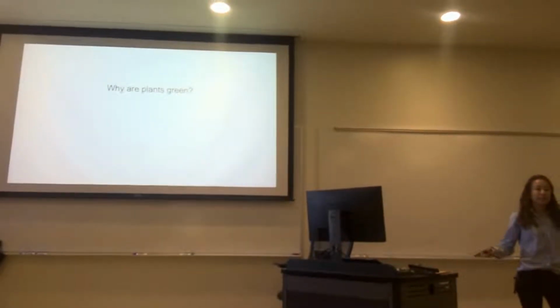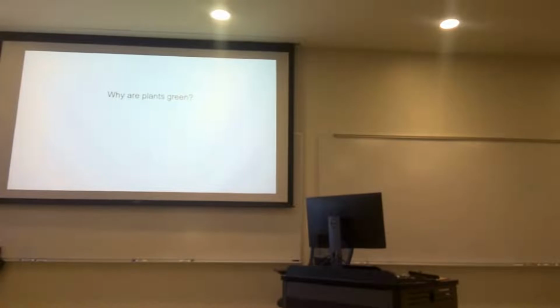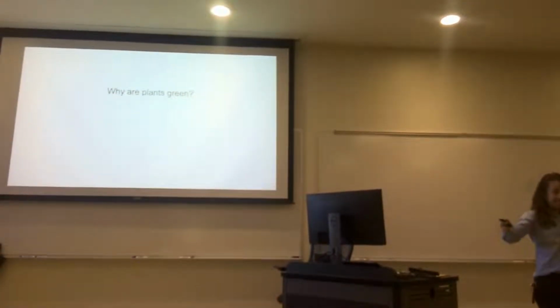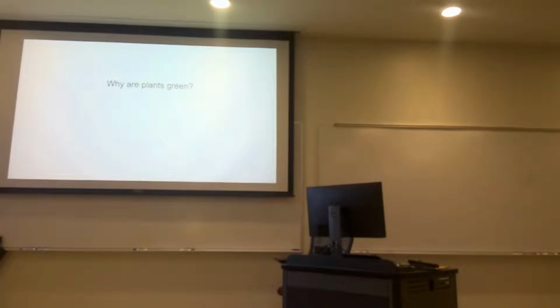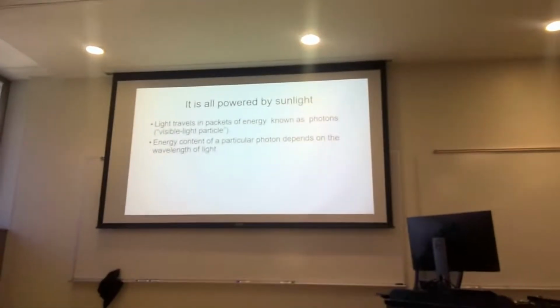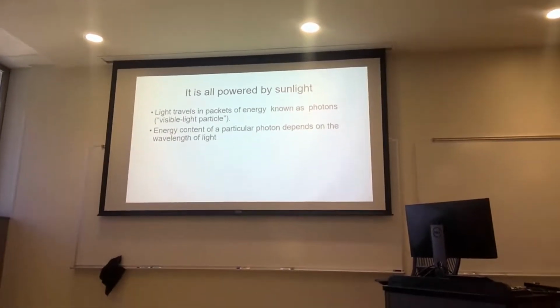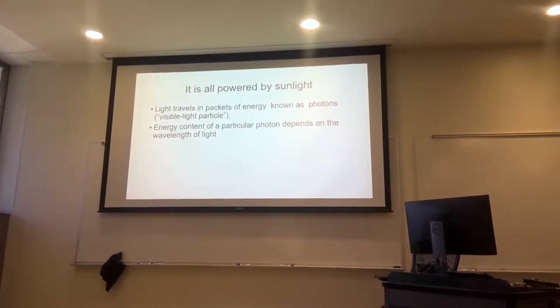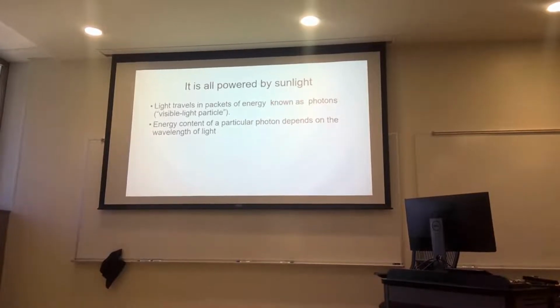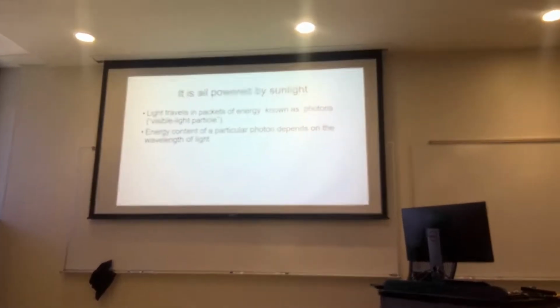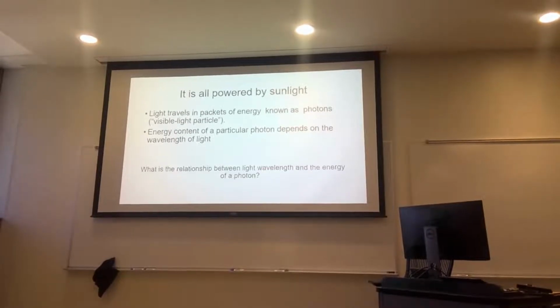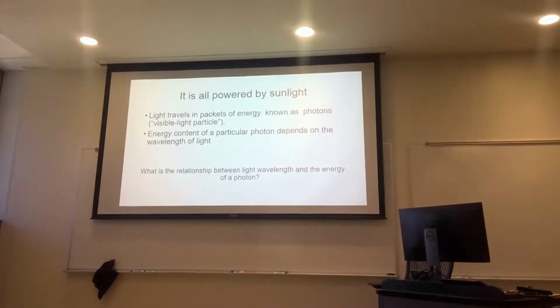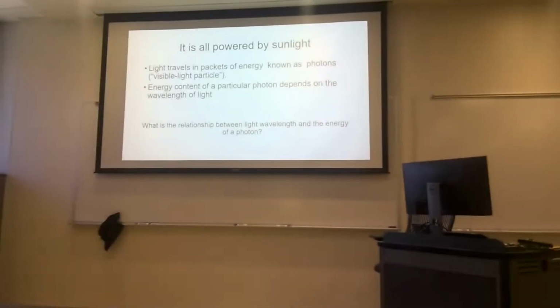So plants will absorb blue and red, and will reflect green. That's what plants do. Light travels in particles, waves, photons, and how much energy is in each one of those photons depends on the wavelength. The shorter the wavelength, the higher the energy.